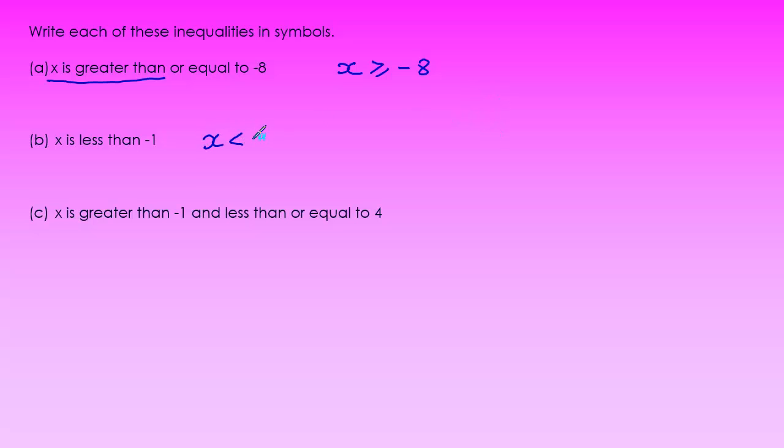X is less than negative 1, so negative 1 is the bigger thing here. The crocodile faces the negative 1. X is greater than negative 1 and less than or equal to 4. So x is more than negative 1. So compared to negative 1, the crocodile wants to eat the x, but it's less than or equal to 4.